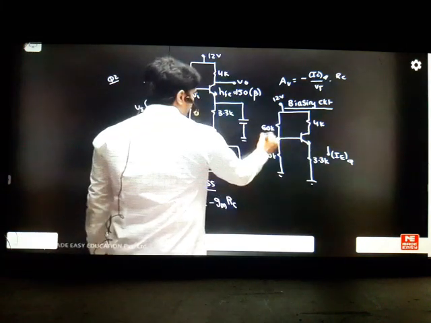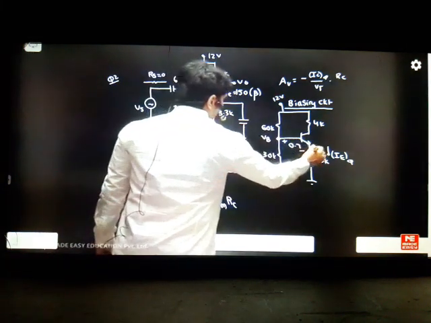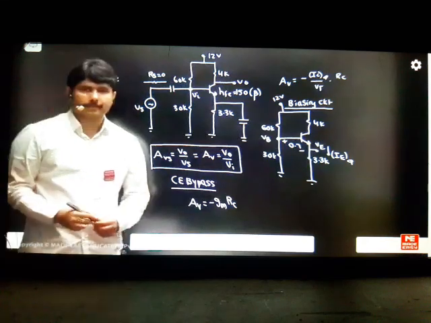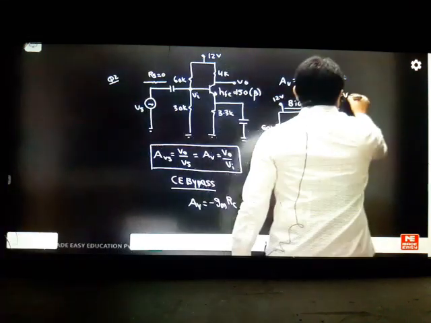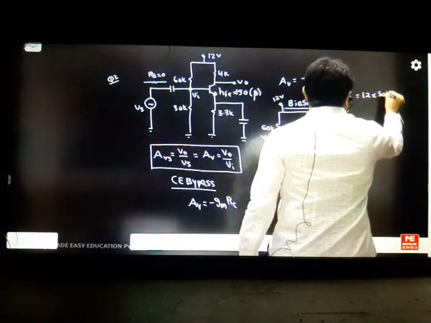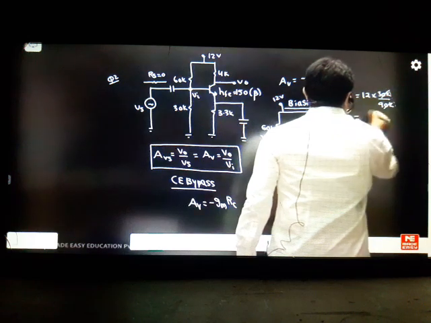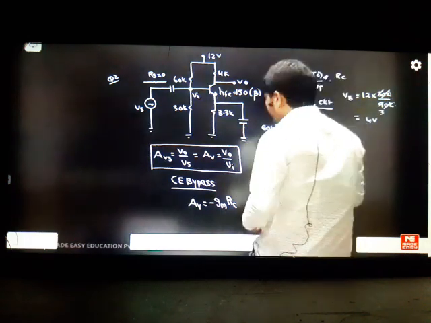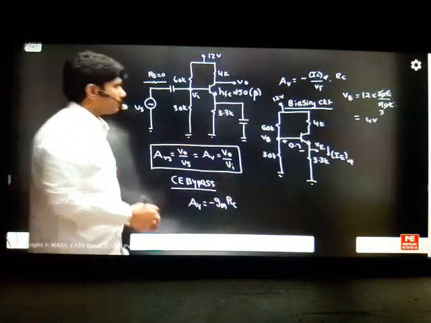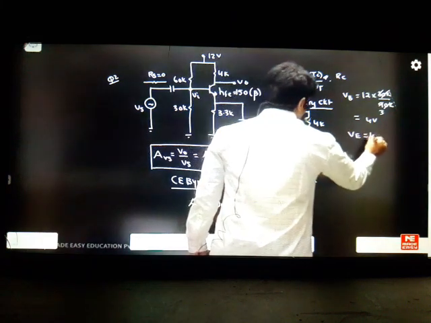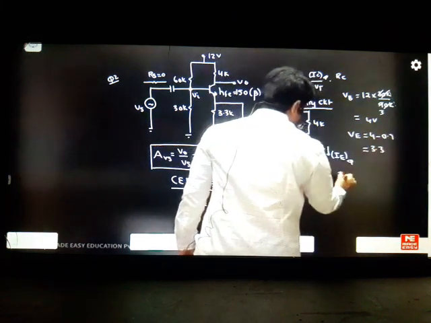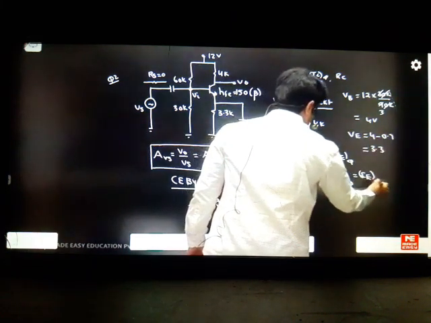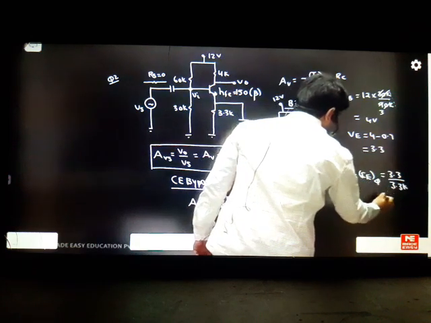If you want to find, we have this basics called base voltage, and this voltage will be 0.7. This voltage is emitter voltage. In the initial classes we did these problems, correct? Base voltage find out first. It is 12 into 30K by 90K. So base voltage is coming 4 volts. Then emitter voltage will be 4 minus 0.7, it is 3.3. So what is ICQ, which is equal to IEQ, which is equal to 3.3 by 3.3K, which is equal to 1 milliampere.